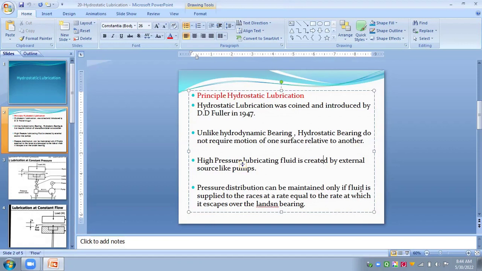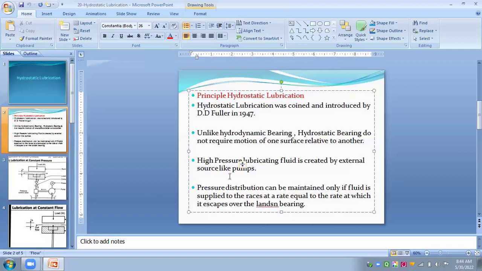The bearing clearance changes with changes in load. As the fluid is supplied to the recesses at a certain high pressure, a particular pressure profile exists over the area of the bearing, and this pressure distribution can be maintained only if the fluid is supplied to the recesses at a rate equal to the rate at which it escapes over the lands of the bearing.